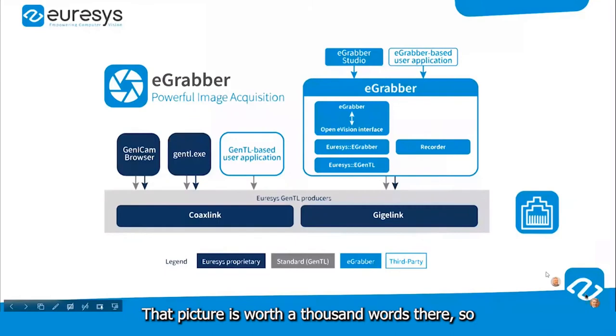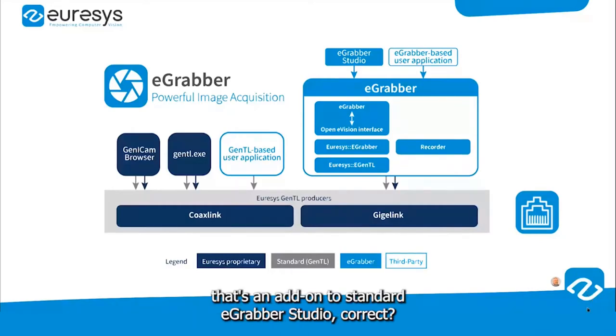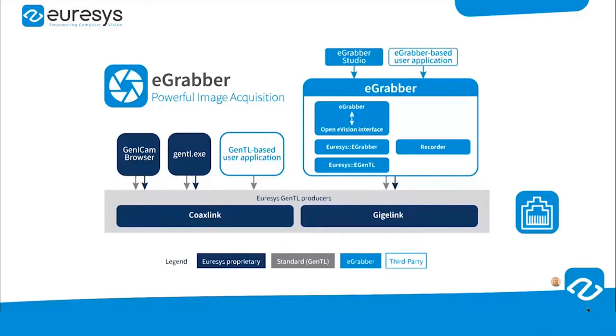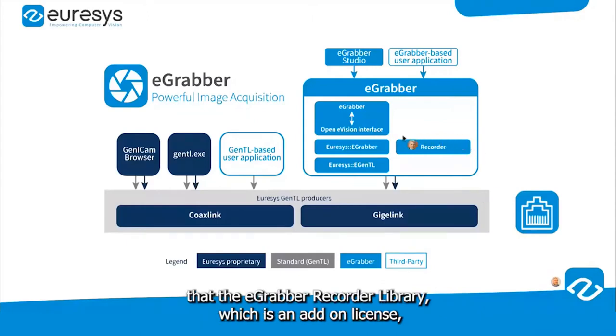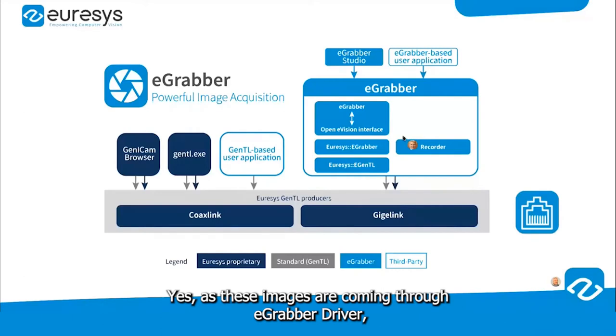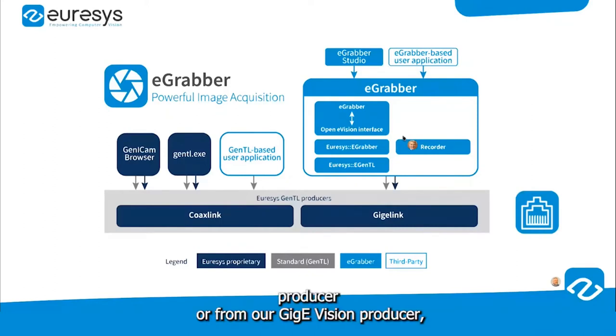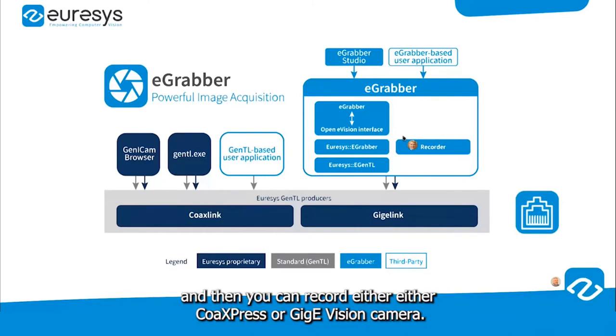Well, thank you, Eric. That picture is worth 1,000 words there. So a follow-up question. Gigelink will be a licensed library that's an add-on to standard eGrabber Studio, correct? This is correct, yes. And does this also mean that the eGrabber Recorder library, which is an add-on license, can also work together with any GigE Vision camera? Yes, as these images are coming through the eGrabber driver, it will provide the image either from our CoaXLink producer or from our GigE Vision producer, and then you can record either CoaXPress or GigE Vision cameras.